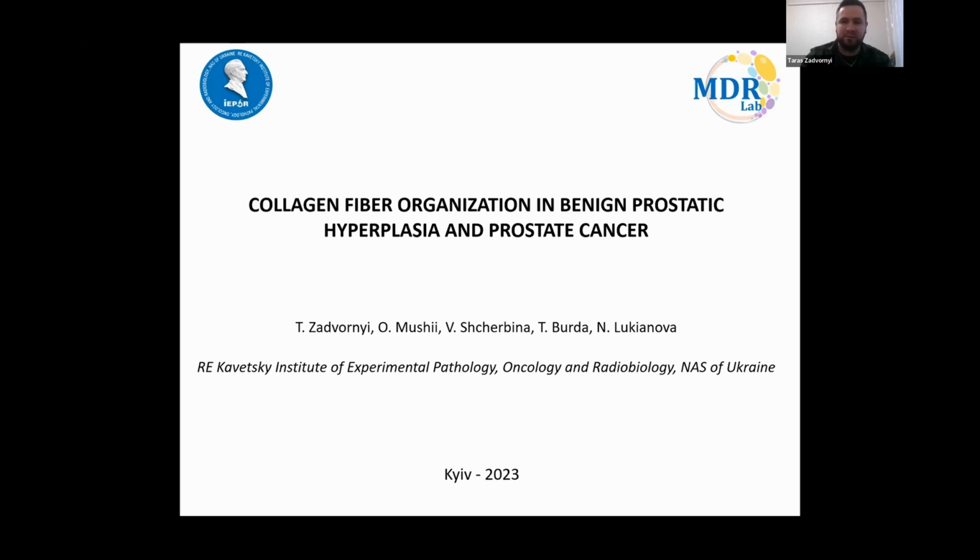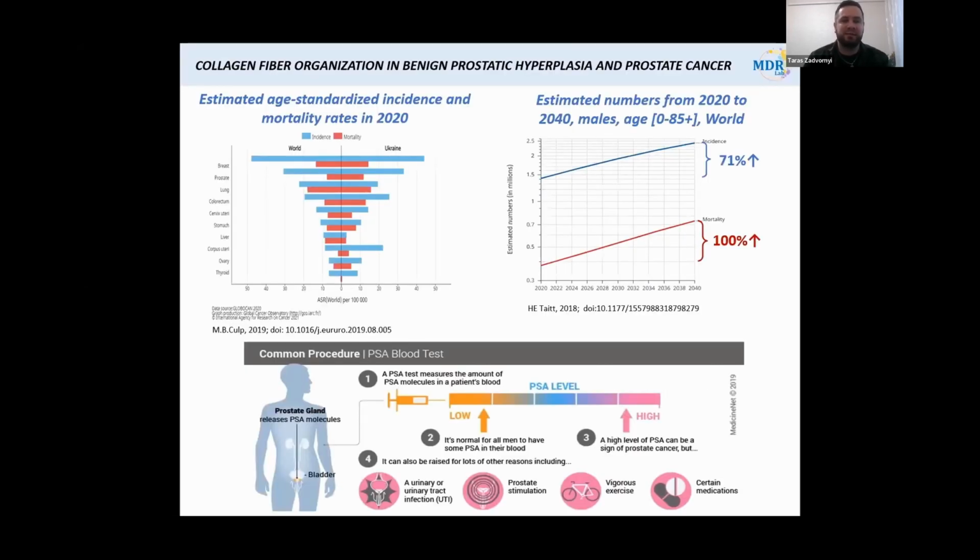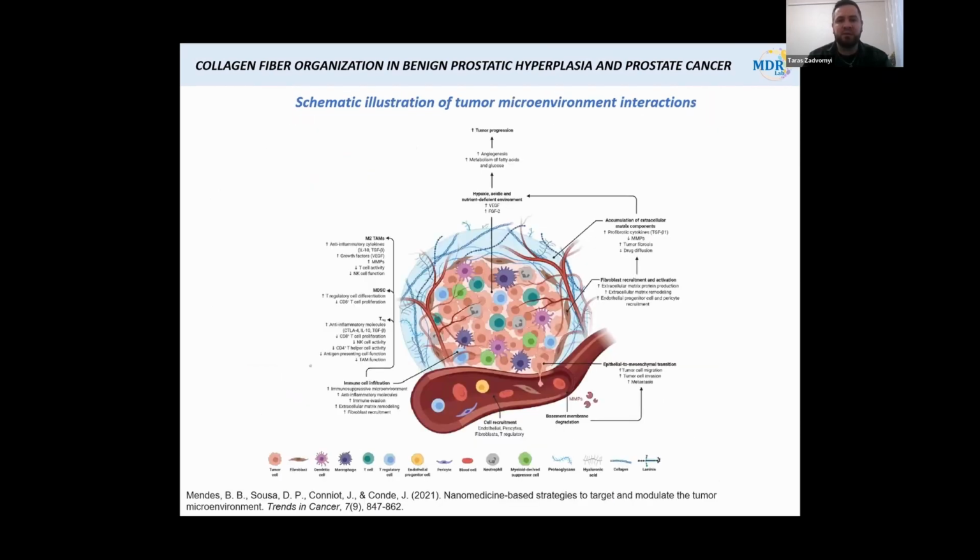Now, as you know, prostate cancer is the second most frequently diagnosed cancer, and the fifth leading cause of cancer death among men in 2020, and the molecular and cellular mechanisms underlying the development of prostate cancer are not yet completely understood. And it is known that the tumor microenvironment plays a key role in the progression of many neoplasms, including prostate cancer.